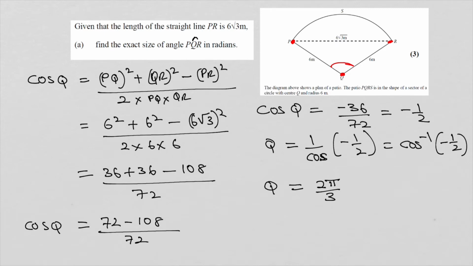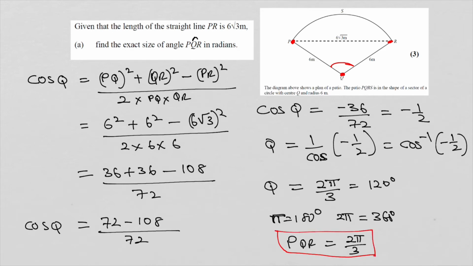Well, pi over 3 is 60 degrees, because we know that pi equals 180 degrees, and 2 pi equals 360 degrees. So 2 pi over 3 will be 120 degrees. So the angle we're looking for, PQR, equals 2 pi over 3. And that's the answer for that one.